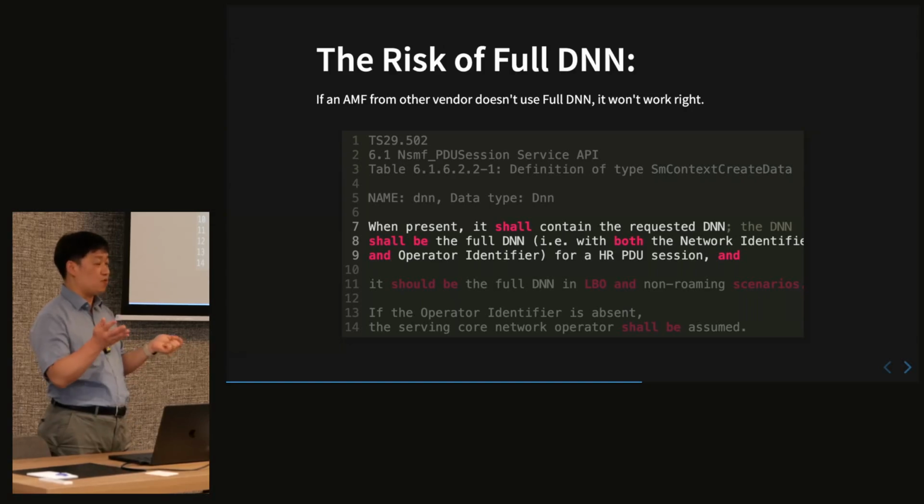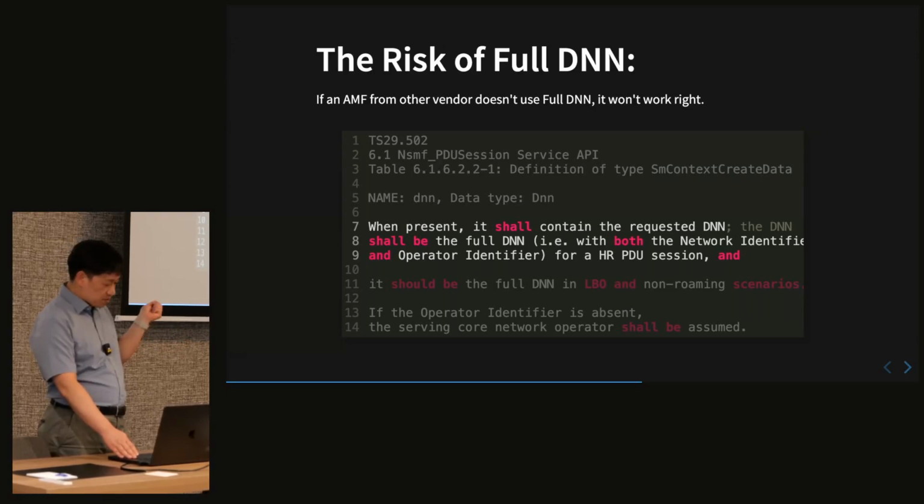So let me explain home routed and local breakout. In the home routed roaming case, it says 'shall be', so the AMF will send the full DNN. However, in the local breakout approach or non-roaming, it says 'should be'. This means that the full DNN may not be sent. Therefore, if you are using LBO, local breakout roaming, it will not work properly with Open5GS unless the other manufacturer sends a full DNN. So at this point, I have no good idea. So the Open5GS implementation is like this.